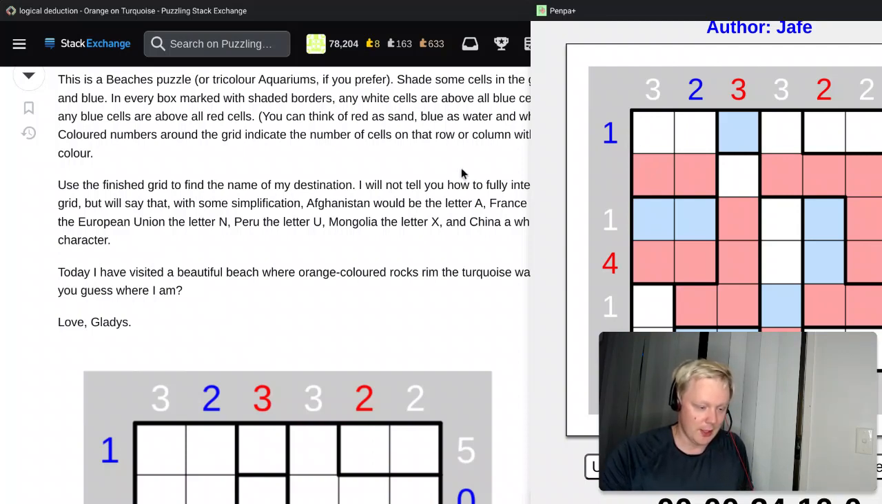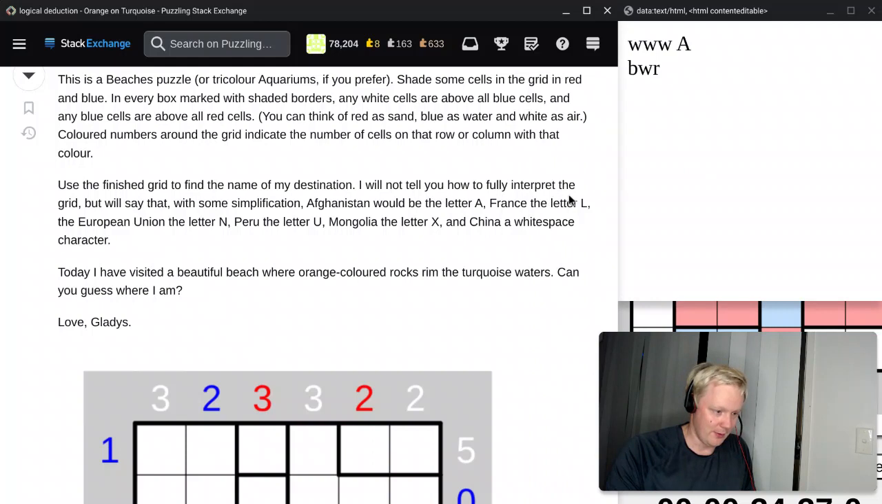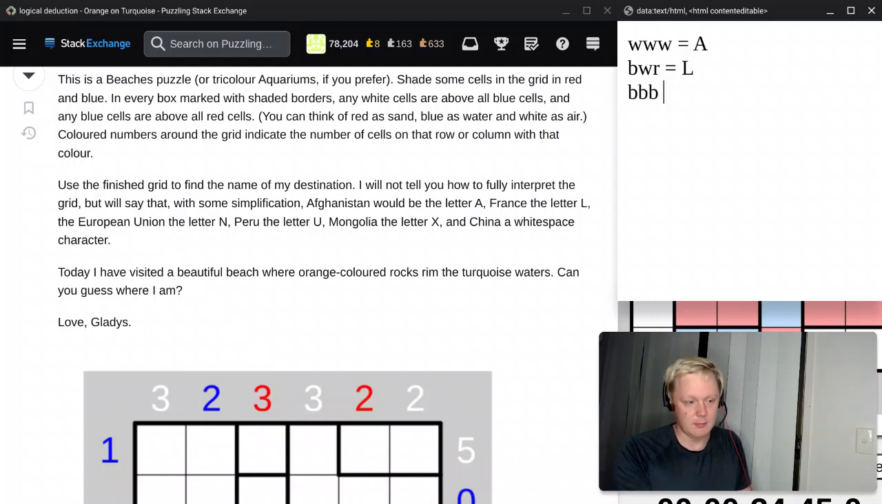Now let's look at how that interpreting would then go. Open the notepad here. So how do we mark this? White, white, white, like that. And then that's Afghanistan now. So that would be A. Then we have France, which is blue, white, red, isn't it? So that's the letter L. And then the European Union would be blue, blue, blue, B, B, B. So that would be the letter N.